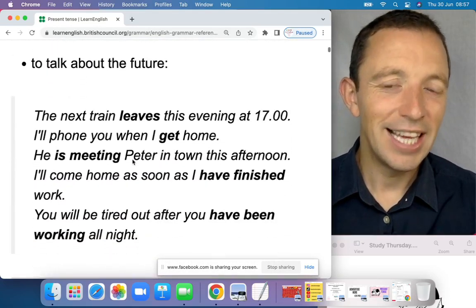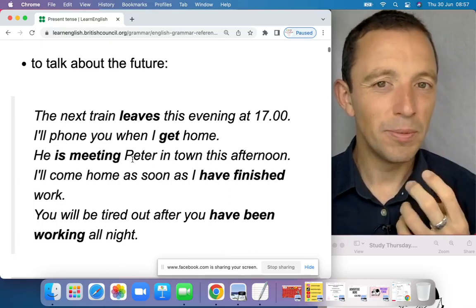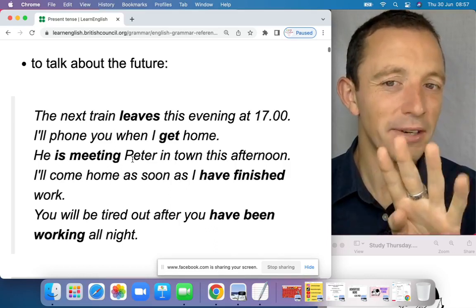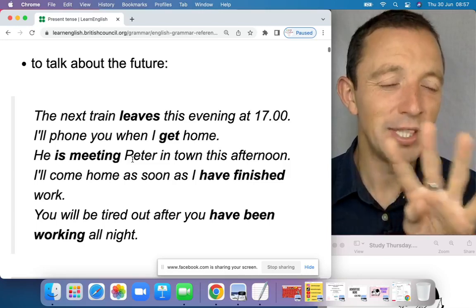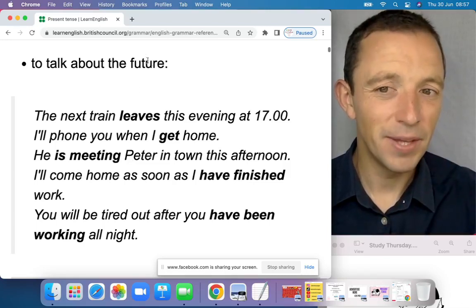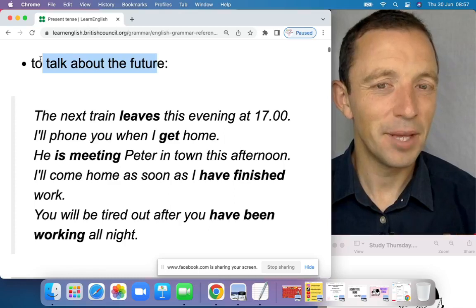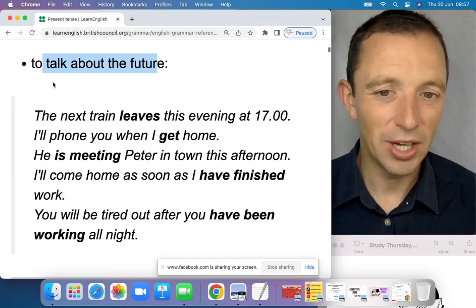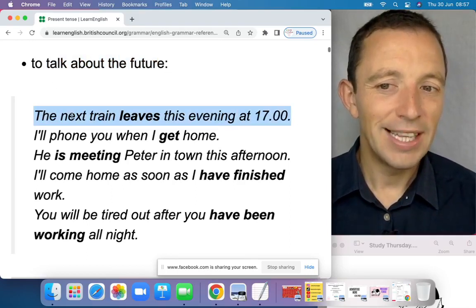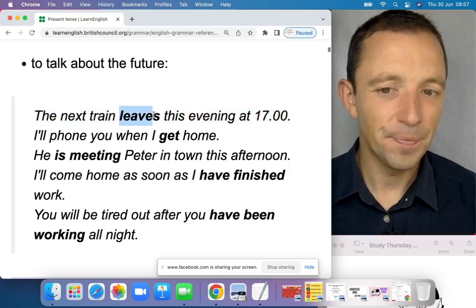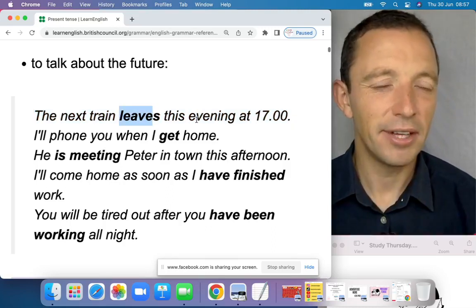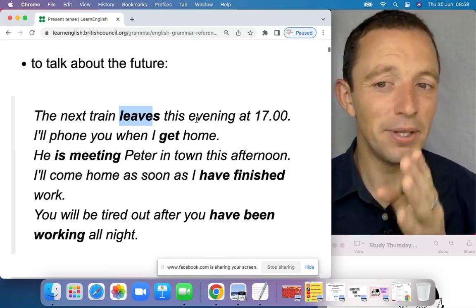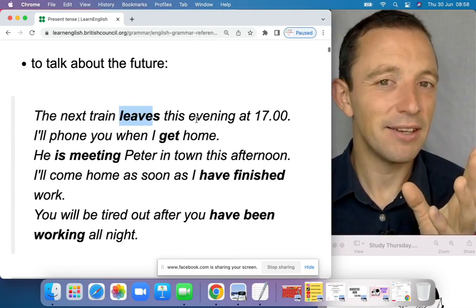Next, it's possible to use the same 4 tenses, present simple, present continuous, present perfect, present perfect continuous. It's possible to use them to talk about the future. And this is amazing because it's the present form, but we speak about the future. For example, let's look at the first sentence. The next train leaves this evening at 5 o'clock, 5 p.m. This is the present form, present simple. The next train leaves this evening at 5 p.m.